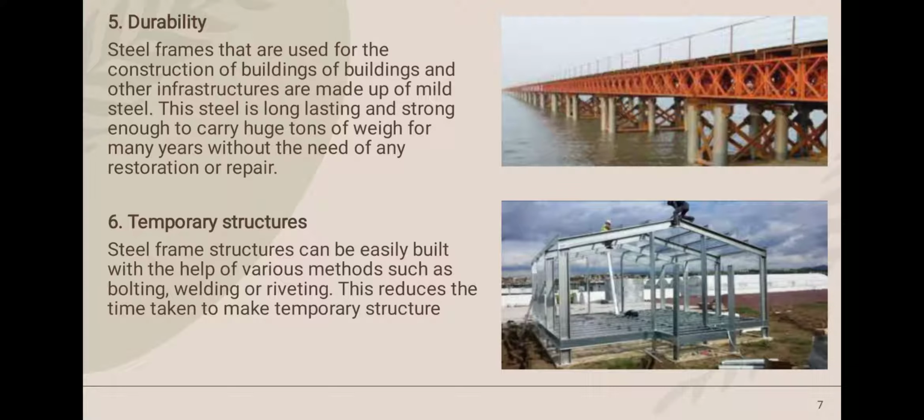Durability means the steel frames that are used for the construction of buildings and other infrastructure are made of mild steel. This steel is long lasting and strong enough to carry huge tons of weight for many years without the need of any restoration or repair. For example, when steel bridges are placed over oceans and rivers, the steel will be very strong and will not need repair or restoration of any type. So this is known as durability: it is strong, and it can bear any type of weight.